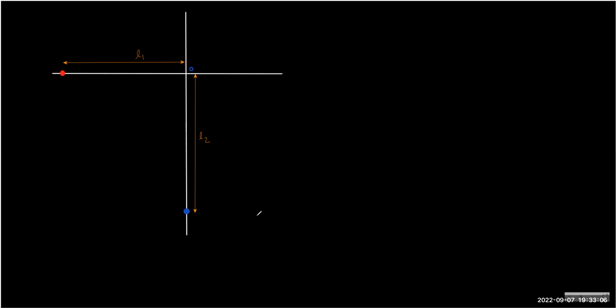Okay. So what is given to you at t equals 0? At t equals 0, the separation between the particle and origin is given to us.